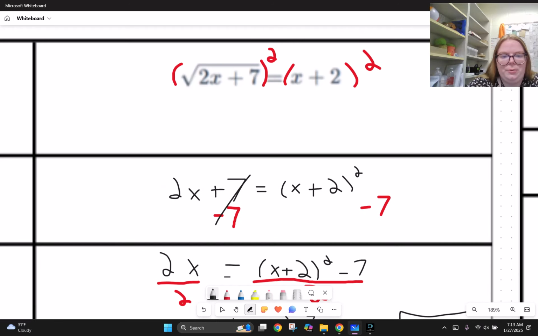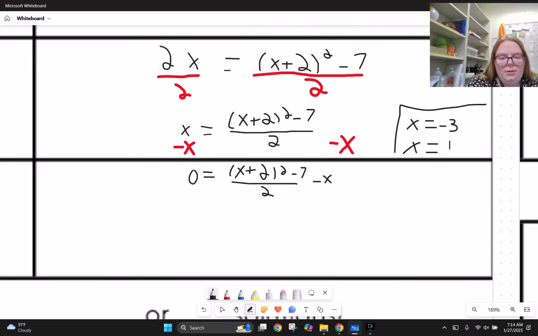But again, I'm going back to this original equation. So we've got the square root of 2x, and I'm going to start with x equals -3. So 2 times -3, that's 2x.